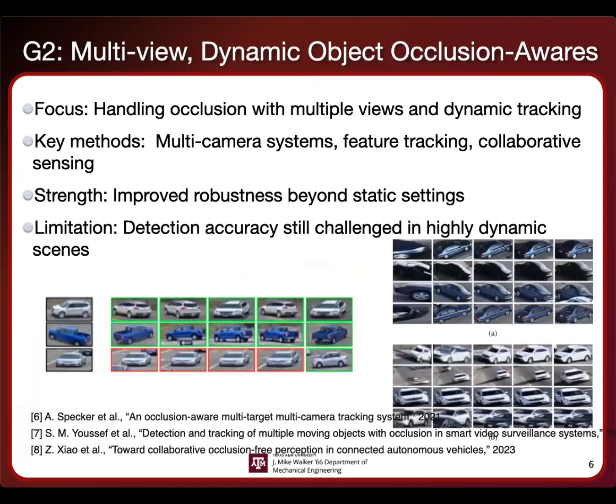Group 2 explores occlusion-aware approaches using multi-camera systems to track multiple targets even under partial occlusions. These studies also focus on tracking moving objects under dynamic occlusion using feature-based methods and propose collaborative perception frameworks among connected vehicles to maintain occlusion-free sensing.